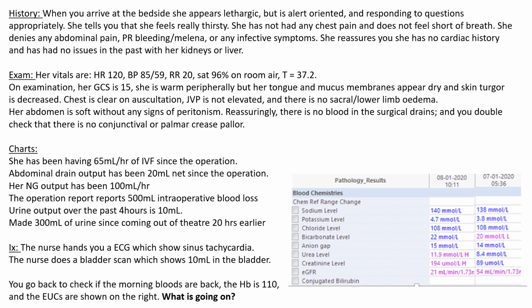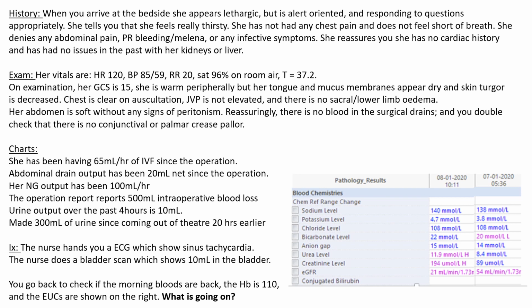The reason why we're asking that is we want to make sure the hypotension is not due to a myocardial infarction or a PE. She denies any abdominal pain, PR bleeding, melena, or infective symptoms. So the reason why we're asking is you want to make sure the patient's not bleeding. Whenever you have hypotension in a surgical patient, your first, second, and third differentials are bleeding, bleeding, and bleeding.